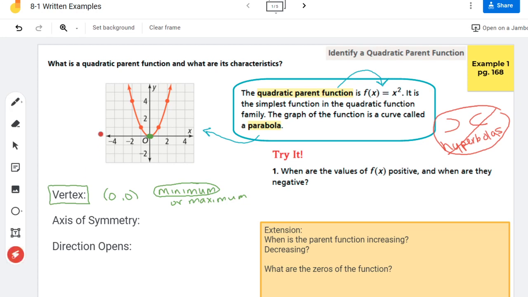But notice, it's the very bottom of the graph. Or if our parabola was one of the ones that faces downwards, it would be the top part of the graph. So the fact that it is a minimum or a maximum is what makes the vertex so useful.